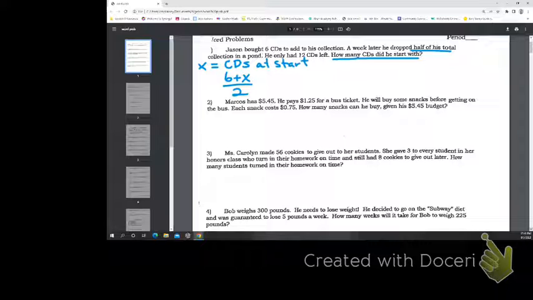And then, since it's half, if he lost half, he also has the other half left. And then what he has left is equal to 12. And so that's my original equation. And then now I need to solve that. Since it's a big fraction, more than one part in the fraction, we're going to multiply first.